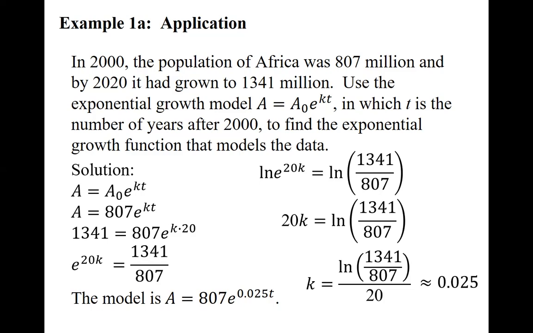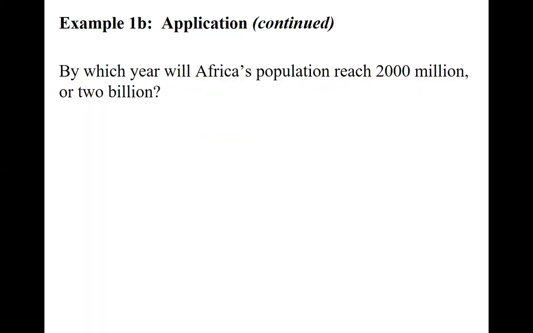Now we're going to use that model to answer the question, by which year will Africa's population reach 2,000 million or 2 billion? We just found that A equals 807 e to the 0.025t. We want to know what's the t when A is 2,000.